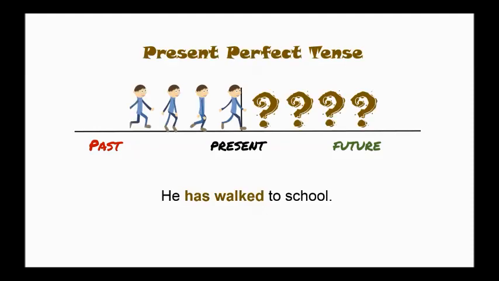The present perfect tense. He has walked to school. The present perfect communicates that he began walking to school each day at some point in the past and continues to walk to school. But I have no idea if he will continue to walk to school each day in the future. This tense connects the past to the present. It can be used to express a completed action or an uncompleted action.